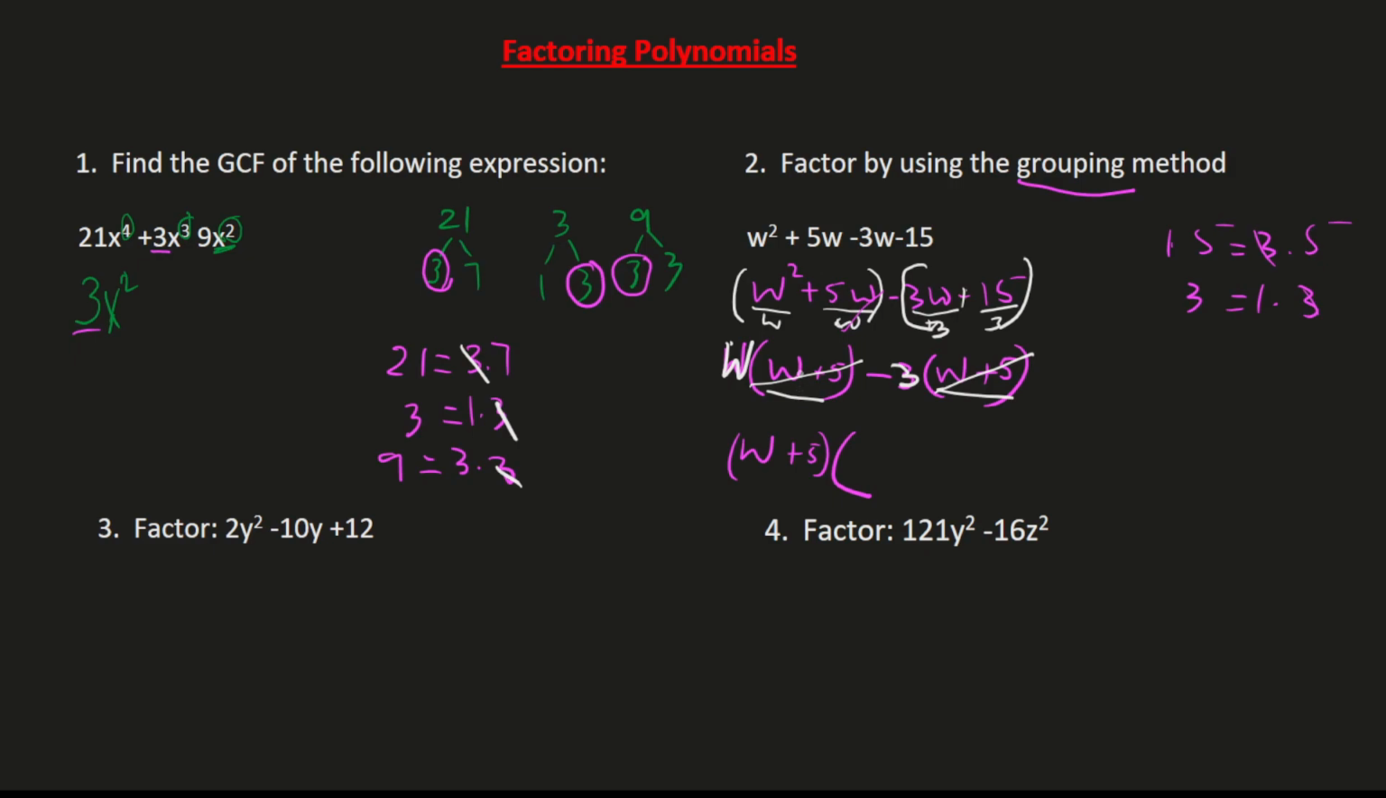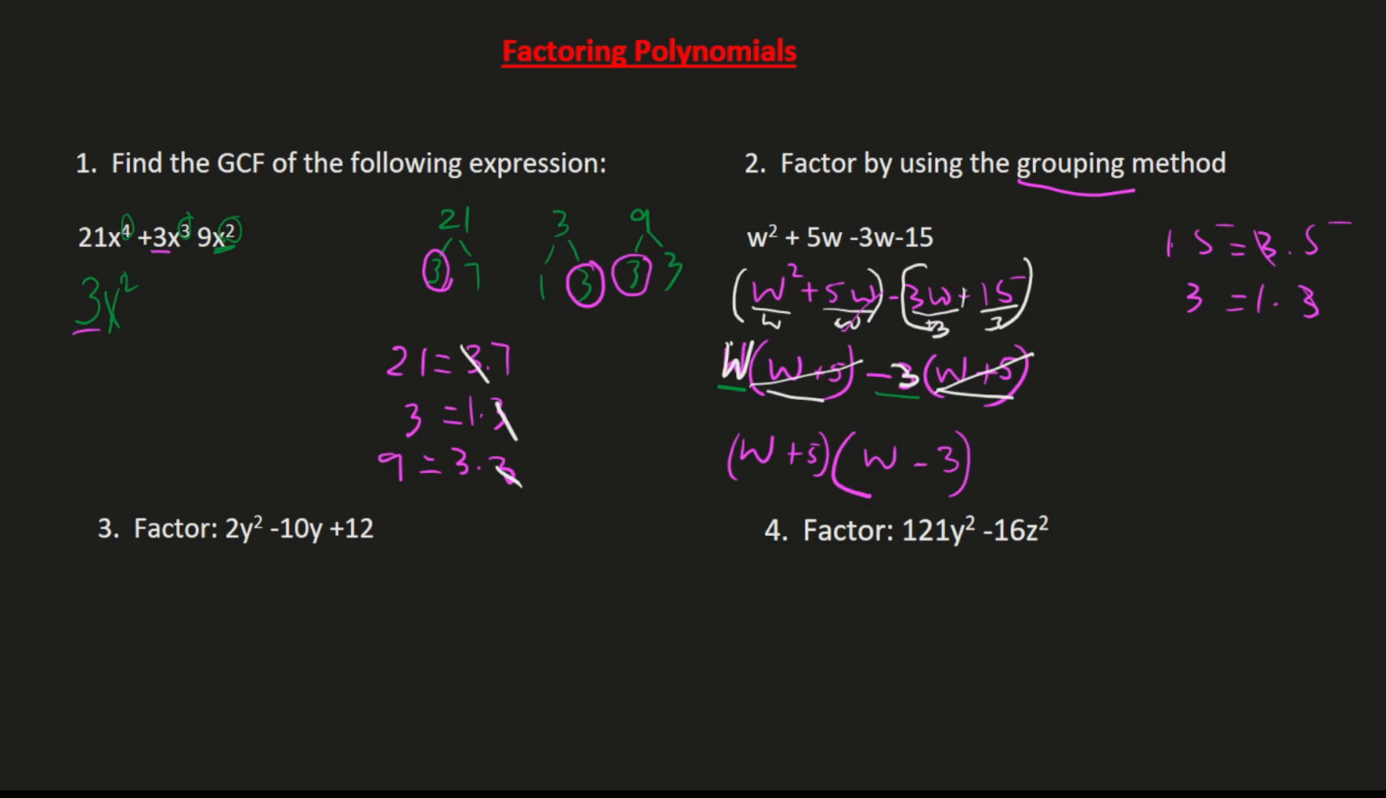So I no longer have a w plus 5. It's here already. That's my GCF. So what is left? And I want you to see what is left. What is left is this w and that minus 3. And what we do, we just take what is left, we put it here, which is w minus 3.